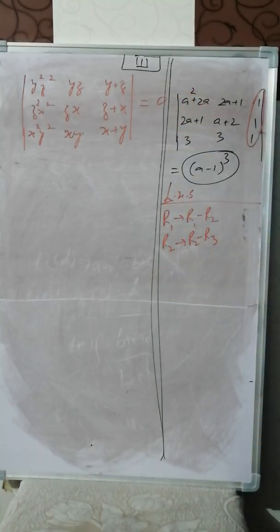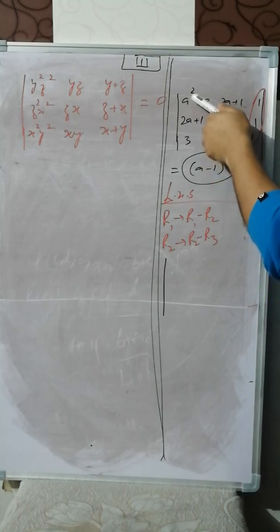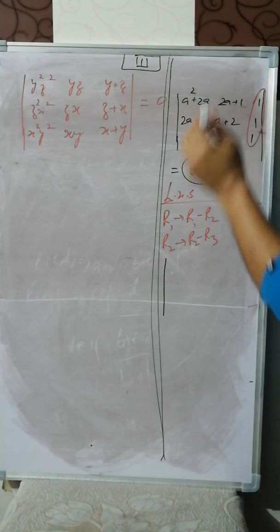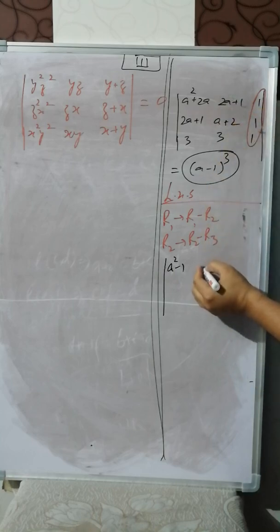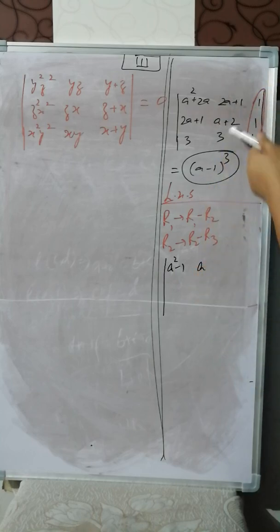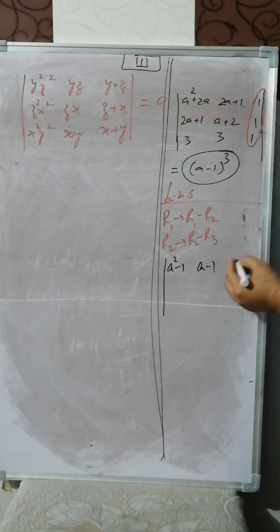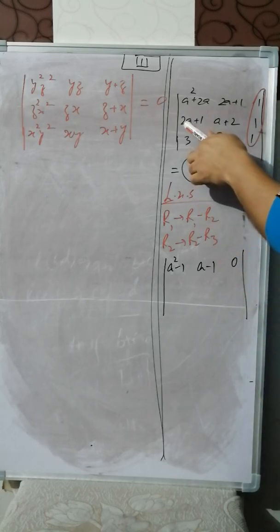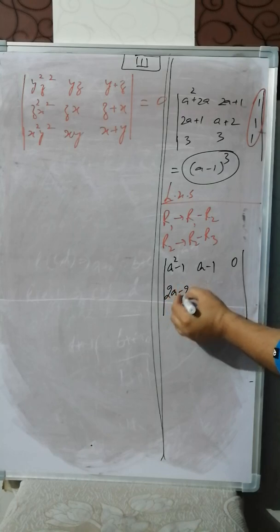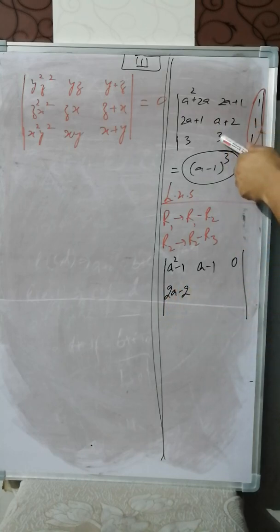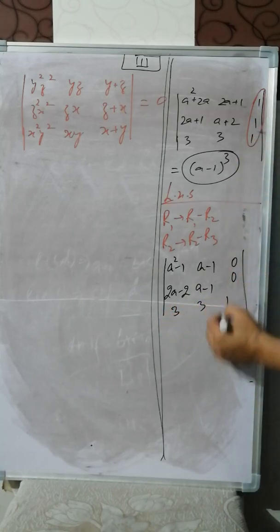If we talk about the left hand side, it will be this minus this, 2a gone, this will be a square minus 1, this will be 2a minus a is a, then 1 minus 2 is minus 1. 1 minus 1, that gave us this operation. And again, twice of a plus 1 minus 3, so it will be 2a minus 2. Talk about this, a plus 2 minus 3, a minus 1. 1 minus 1 is what? 0. And the third will be undisturbed.